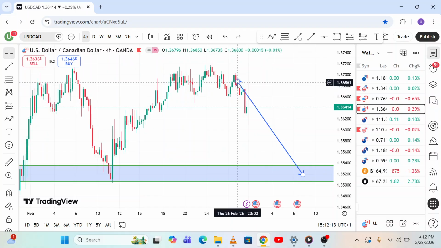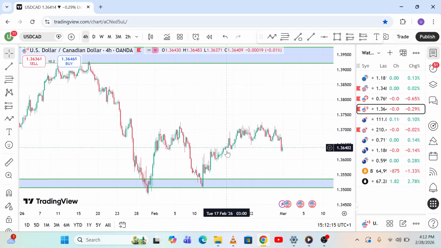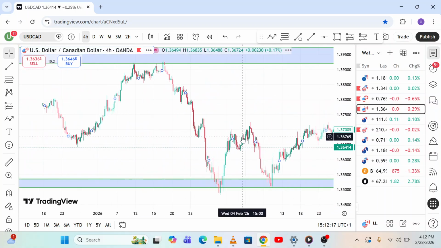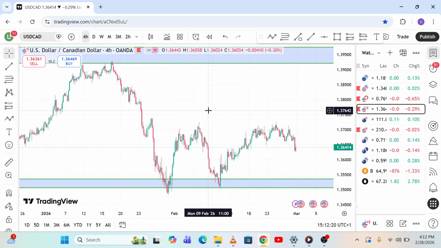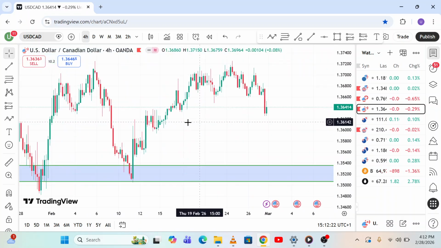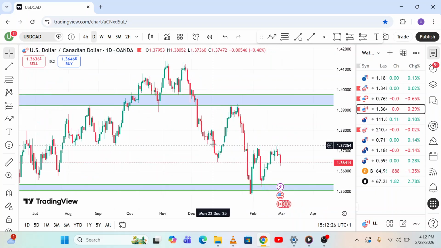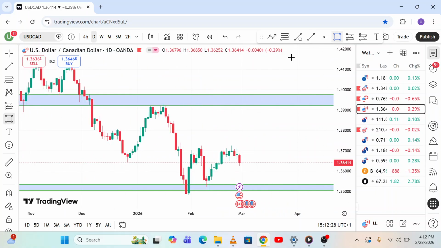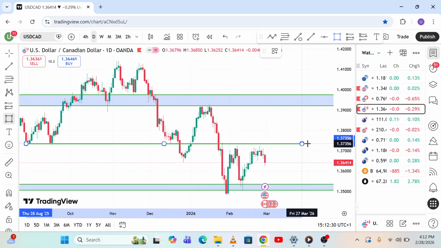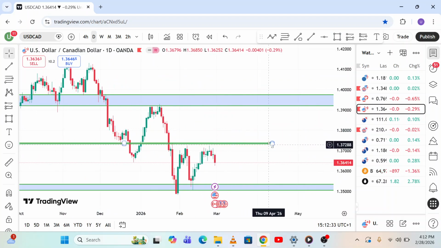We have seen a range or a consolidation. That's what I was saying. This is a range.